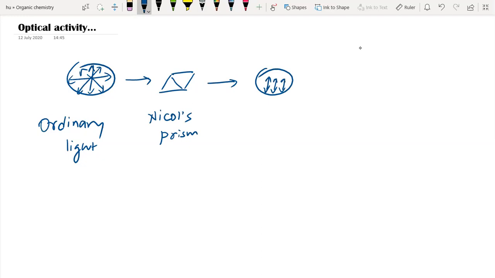The important thing here is the waves of plane polarized light vibrate in one plane only, as you see here. And such light is when passed through any organic substance.